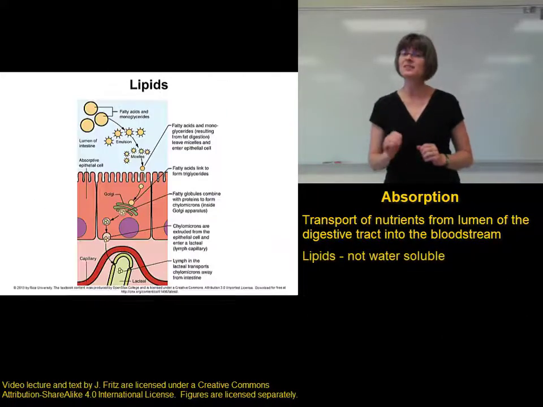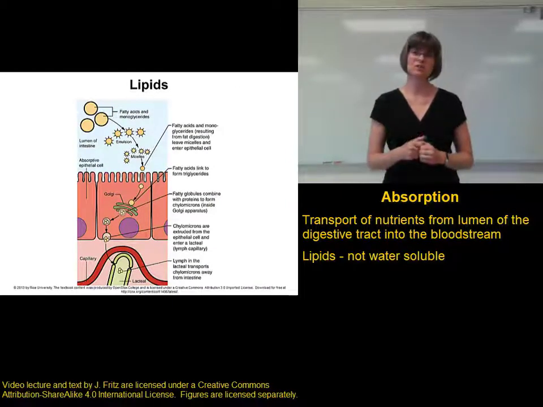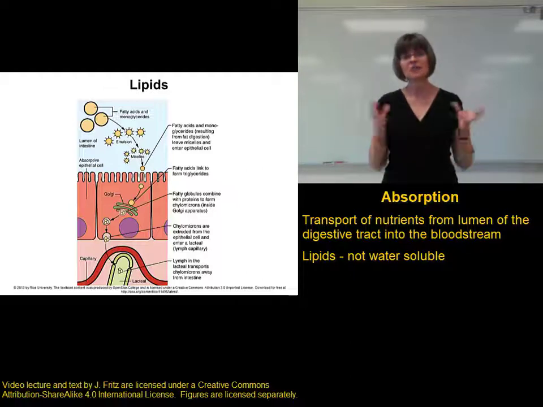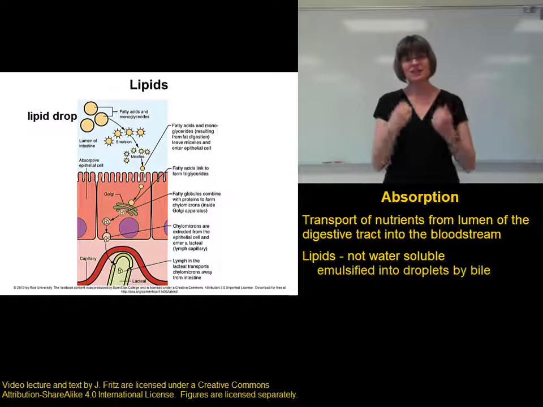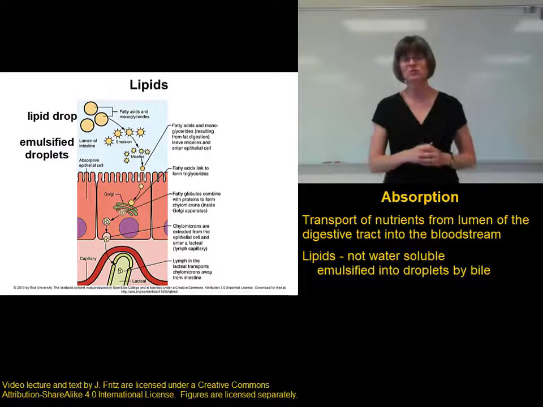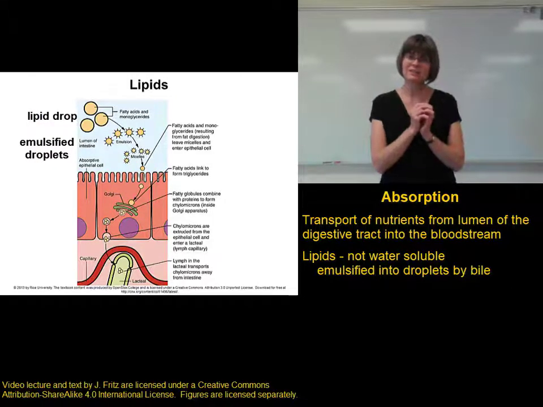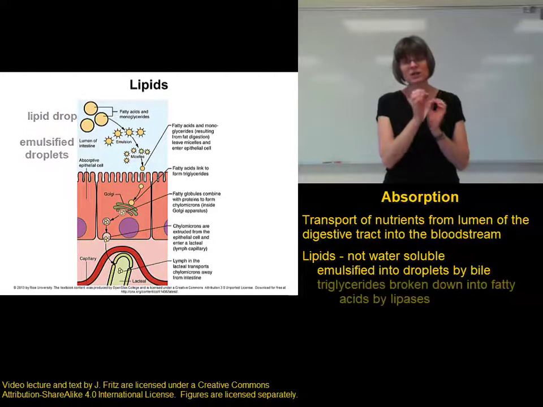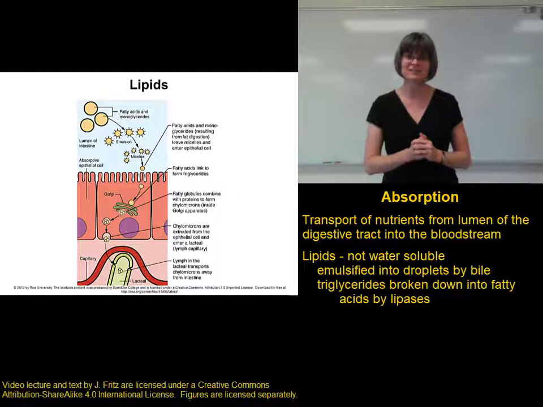We see something different when we get to the lipids. Remember that lipids are not water-soluble. Lipids, like fats and oils, don't like to interact with water, so they end up being treated a bit differently. First off, we need to take the globs of fat from our diet and break them into very tiny microscopic droplets. That's emulsification. That was done by the bile. Once we've got them broken into tiny pieces, then we can break apart the triglycerides into individual fatty acids.